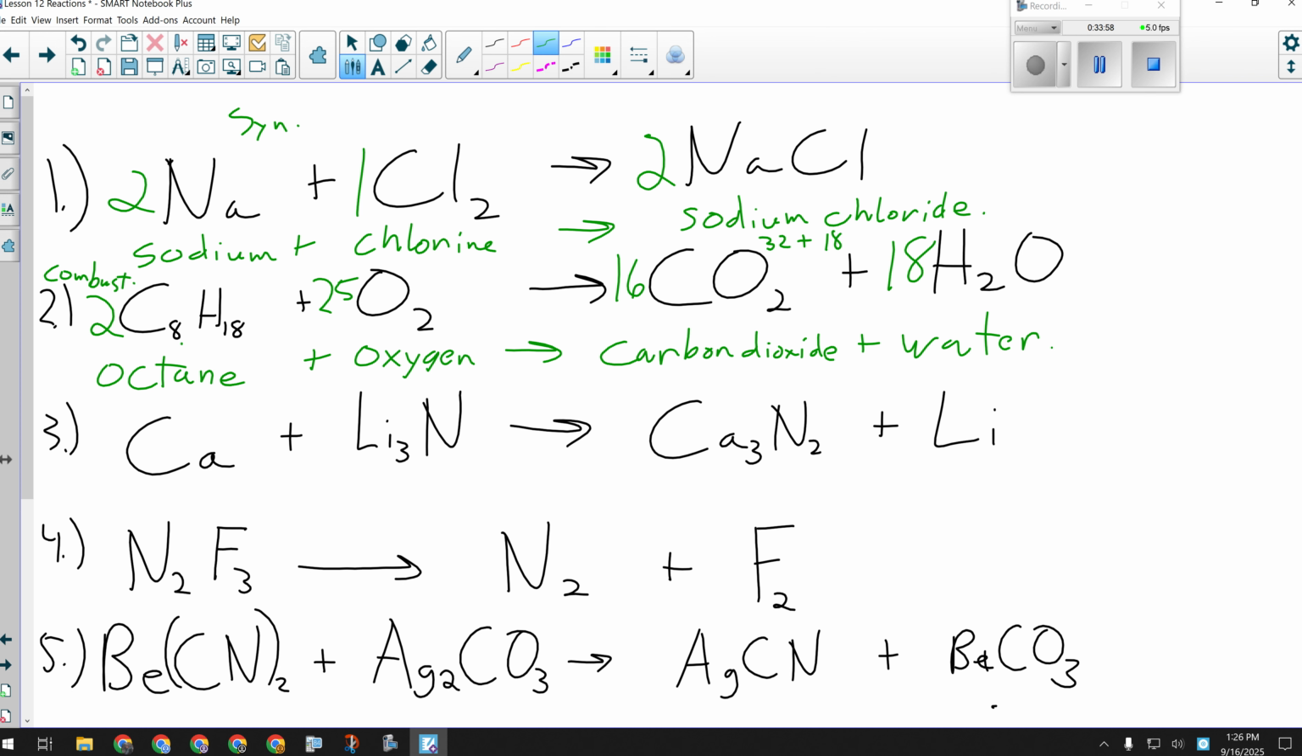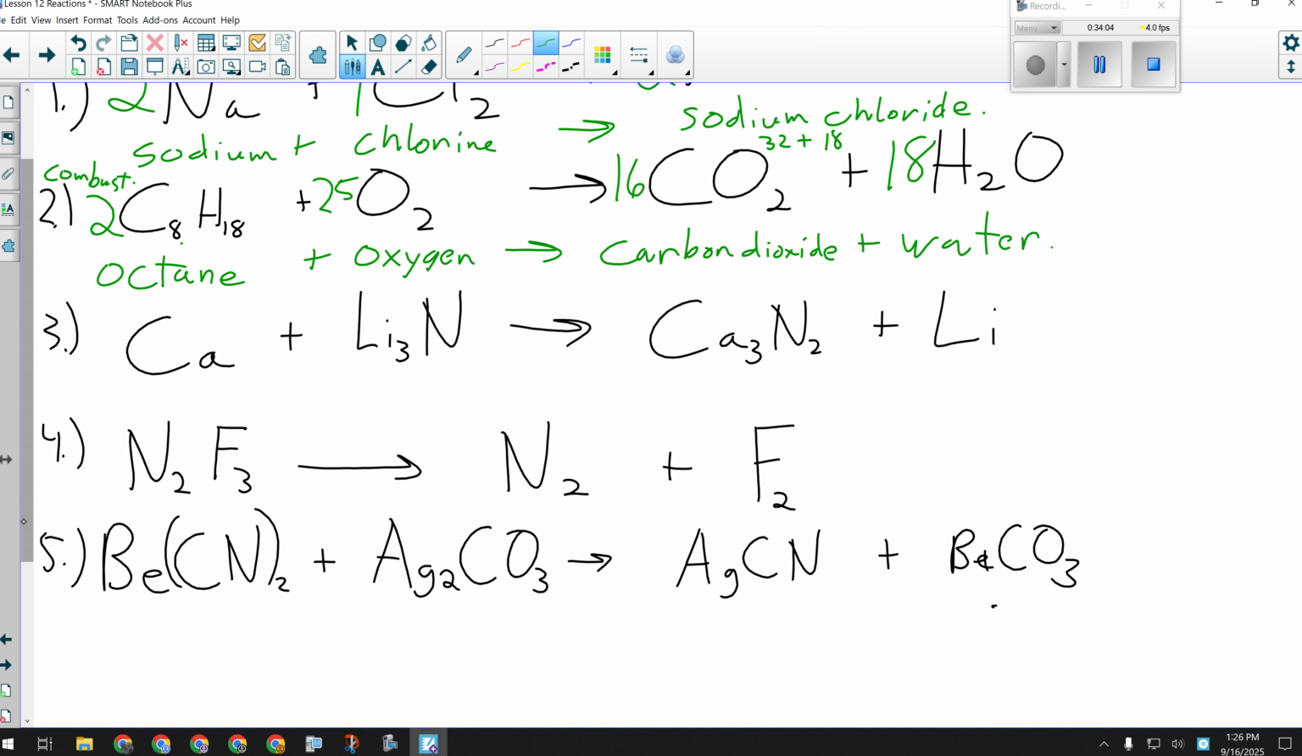Okay, how many people have done 3? Okay, let's have a look at 3 here. So for number 3, I've got an element, calcium, and it's reacting with an ionic compound, lithium nitride, not nitrate, nitride. Okay, and that is going to form a different ionic compound, calcium nitride, and another element, lithium. Okay, what reaction pattern, sorry, is that? Single replacement.